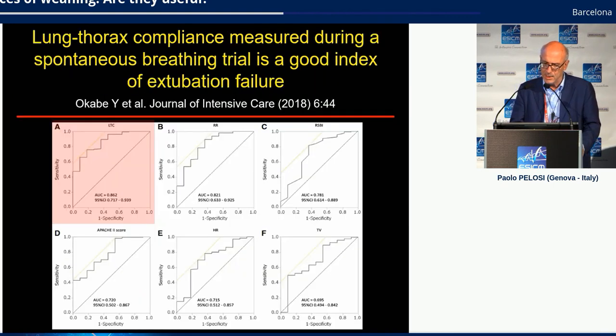And as you see, this parameter integrates compliance. This is a study that shows that compliance per se is a very interesting parameter for prediction of weaning. As you can see, the AUC is around 0.86, which was even better than most of the other parameters that I showed you before. So compliance is something that we have to take into account.